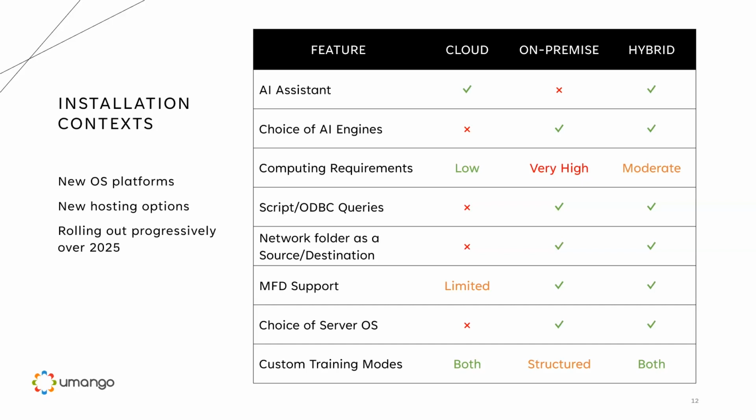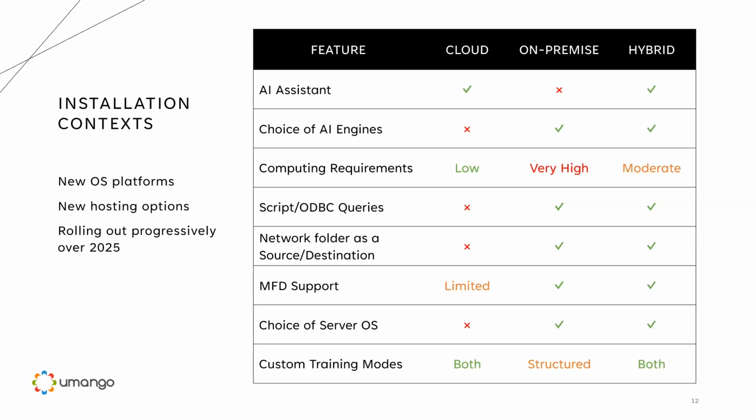In addition, and quite separately, you will also be able to run Umango in Docker containers as well. We'll be releasing a Docker image, and you'll have the option to run hybrid in Docker, or in fact on-premise in Docker as well. So lots of flexibility that we're introducing this year. You pretty much can run Umango in just about any environment you could possibly imagine, and on just about any OS platform as well. But these are things that we're rolling out over the course of this year.